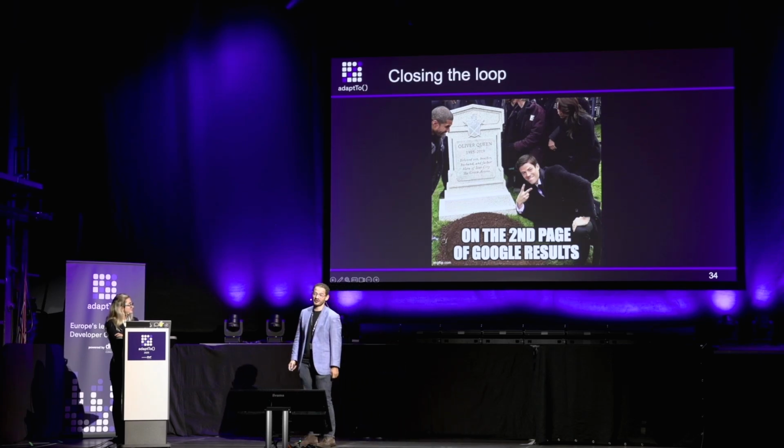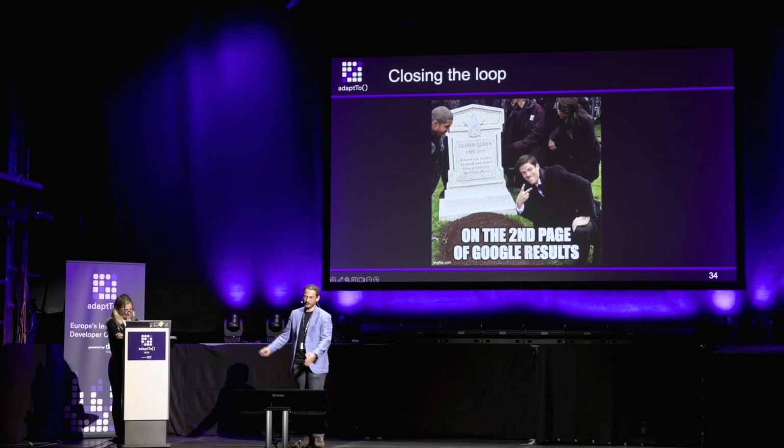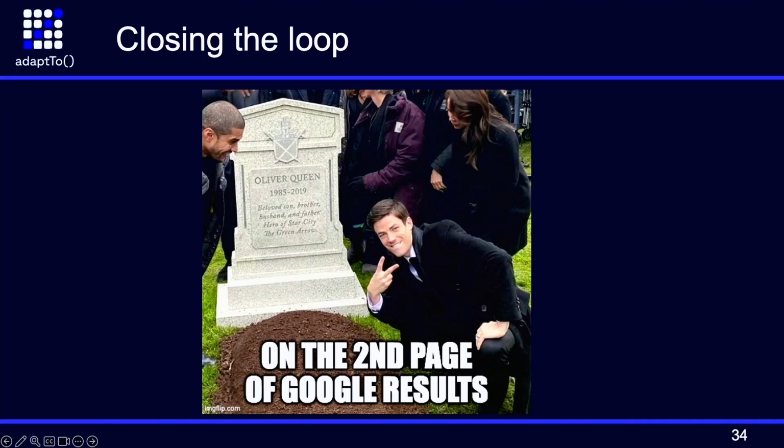And this is especially true now with LLMs, because as you saw, they will go, I think, less than 10% if you're ranking on page 2.